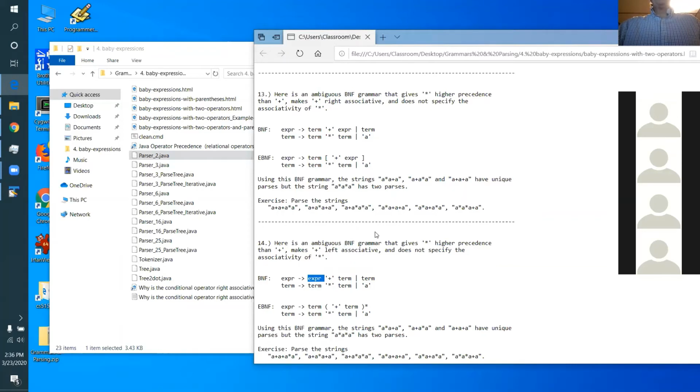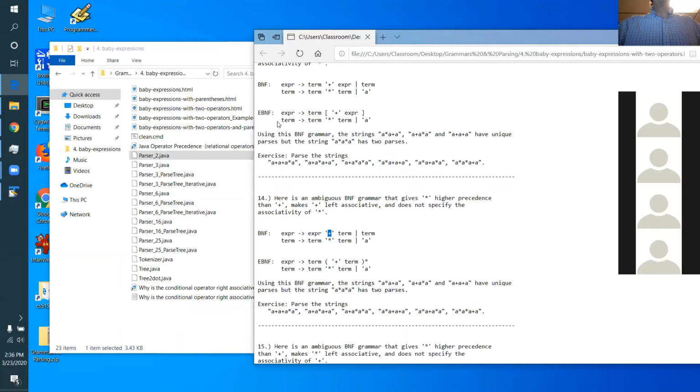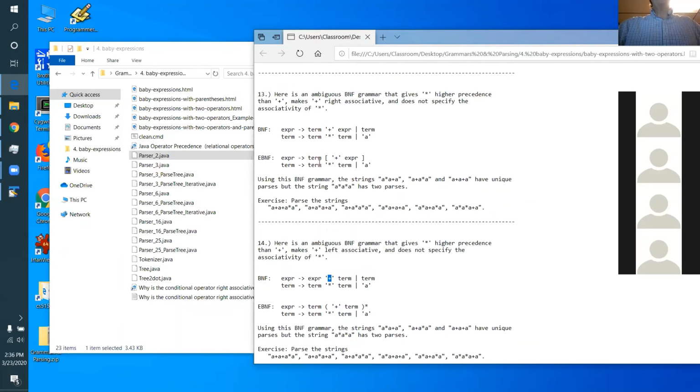Multiplication has higher precedence. The only difference is this one plus is right recursive, and this one plus is left. Here plus is right associative. Here plus is left associative. So both of these are very similar grammars. Neither one is really what we want.